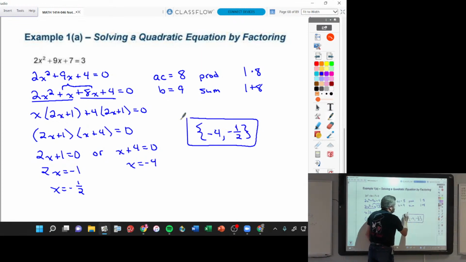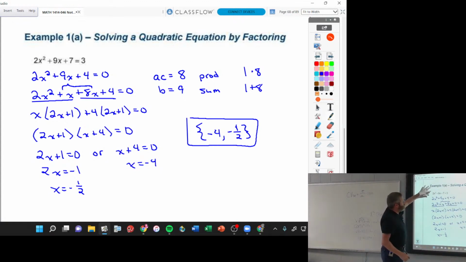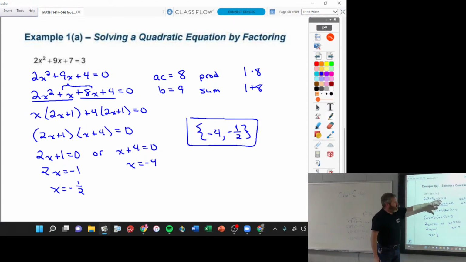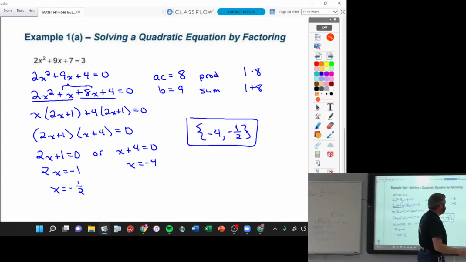Best practice would be to take both of those answers and substitute them into the original problem to see if you get a true statement. So I would plug them in for x squared and for x. I have 2 times negative 4 squared plus 9 times negative 4 plus 7. Does that equal 3? And then I would do the same thing with negative 1/2.